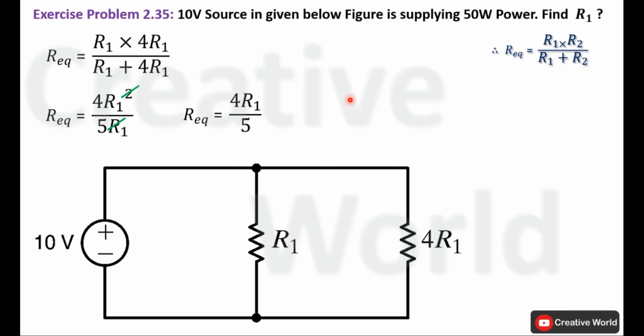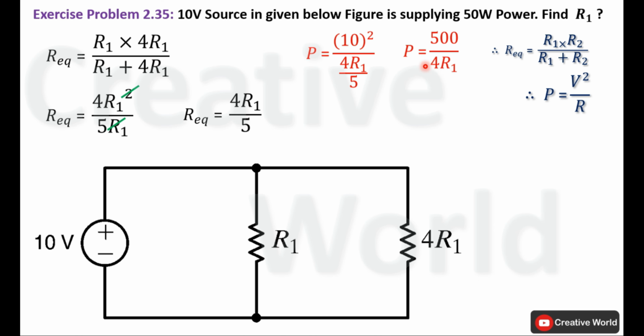Now we can use the power formula to calculate the value of R1. We know that power is equal to V squared divided by R. Inside this formula, the value of voltage V is given, that is 10 volts, and R equivalent is calculated now. So we can place these values inside this formula. V is equal to 10 volts, so the square of 10 divided by R equivalent, which is 4R1 divided by 5. Now solve this equation. The square of 10 becomes 100 and this 5 in the denominator will multiply with 100. It will become 500 divided by 4R1.